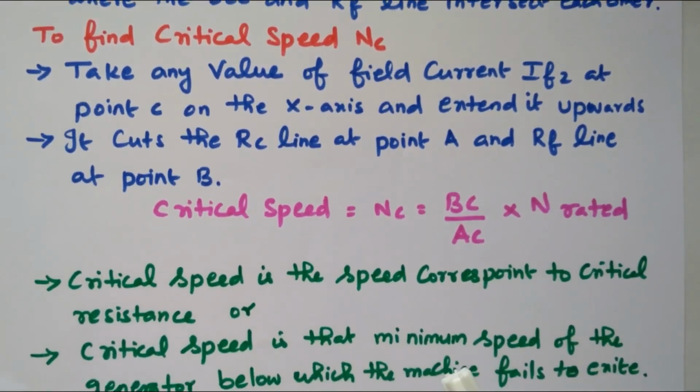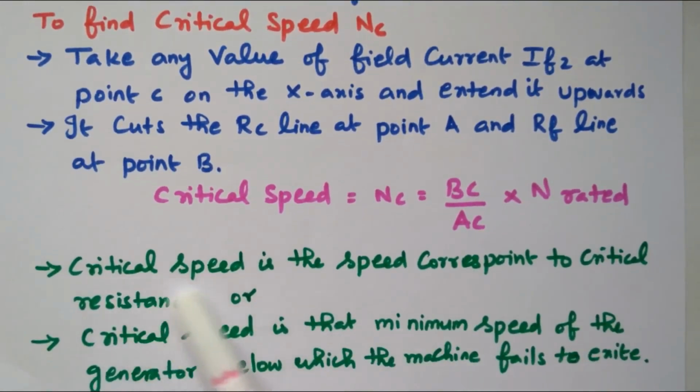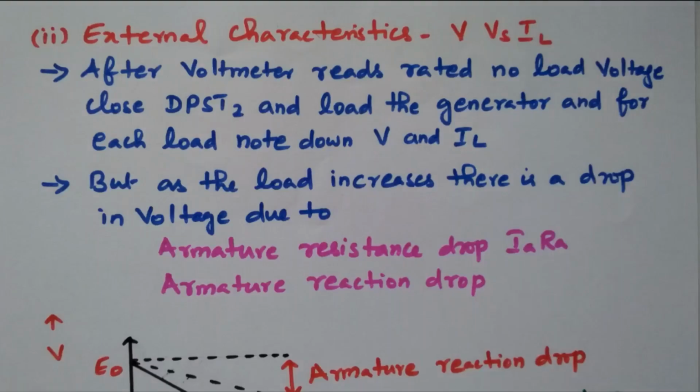So what is critical speed? Critical speed is the speed corresponding to the critical resistance, or critical speed is the minimum speed of the generator below which the machine fails to excite, right? If the speed is below that, it will not excite. It's the minimum speed required to excite, right? Now we'll go to the other characteristics.